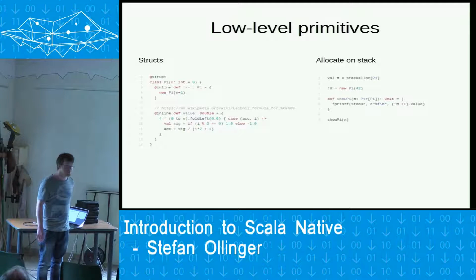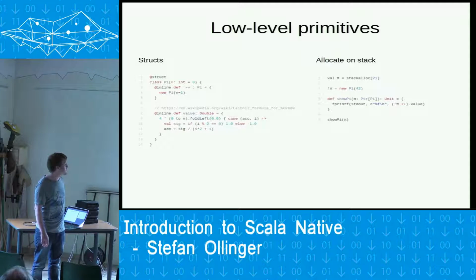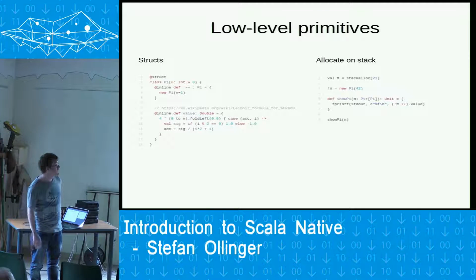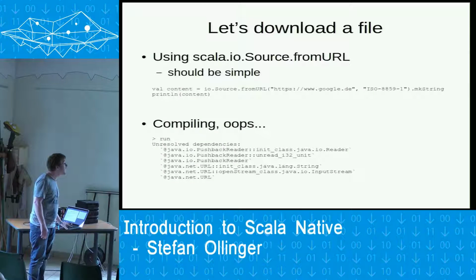What they also added in the project were structs. This is a struct which has one field, n, an integer, and two methods. This struct you can then allocate on the stack. This is on the right, the stack alloc. Dereference it and assign a value, which is the new pi, 42. And then later use the pointer. Okay, so those were the low-level primitives.